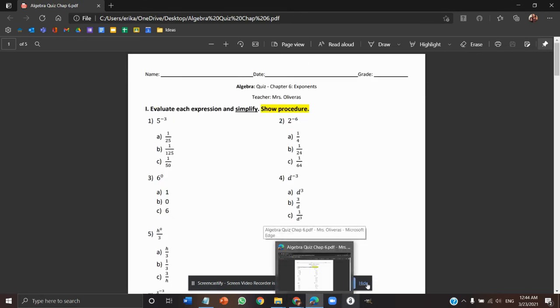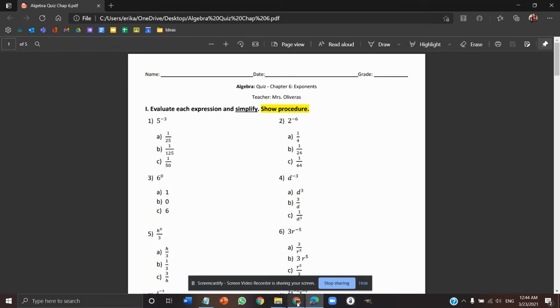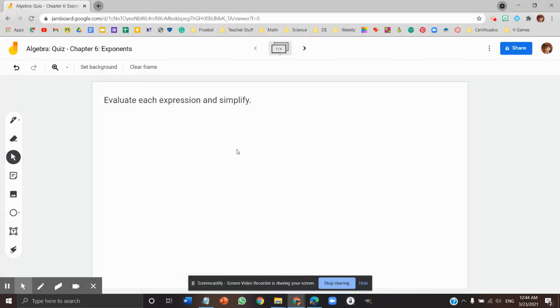So let's do some examples, okay? In the first part, it says evaluate each expression and simplify. So very simple. Let's go through some of the rules. Remember, I'm going to try to do this in colors, that if I have an exponent that is negative, to make it positive, all I have to do is put everything over 1.